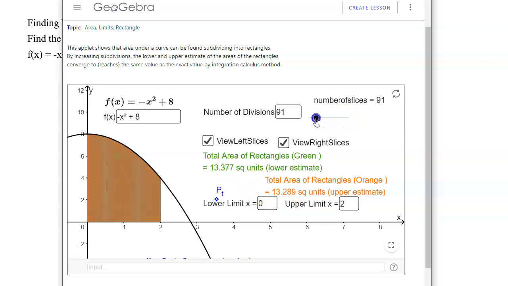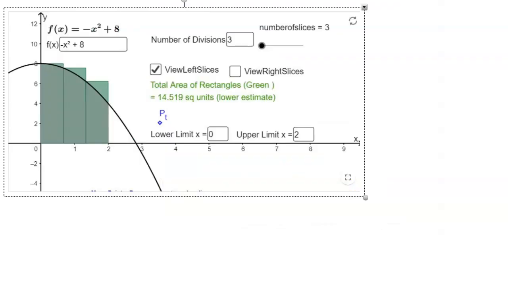But let's bring this back down to 3. There's 6. It'd be quicker to just type it in. So if we type that into 3, there's my upper and lower bounds, or my left slices and right slices. And so let's take a look at this with summation notation and see if we can prove our answer is 13.3 repeating. So we need a little bit of background first.